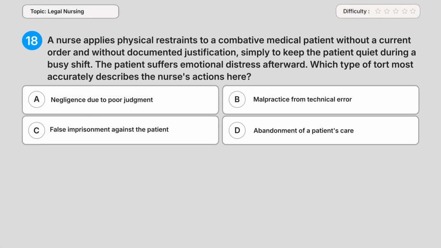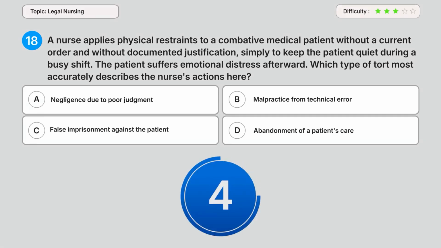Question 18. A nurse applies physical restraints to a combative medical patient without a current order and without documented justification, simply to keep the patient quiet during a busy shift. The patient suffers emotional distress afterward. Which type of tort most accurately describes the nurse's actions here? A. Negligence, due to poor judgment. B. Malpractice from technical error. C. False imprisonment against the patient. D. Abandonment of a patient's care. What do you think is the answer?